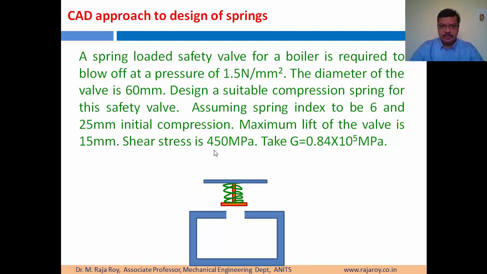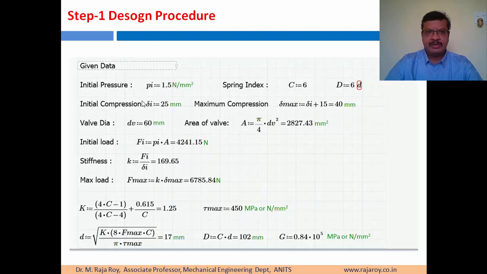The shear stress is 450 megapascal, that means 450 Newton per mm square. Take G value as 0.84 into 10 power 5 megapascal. This is the given data. The given data is like this.